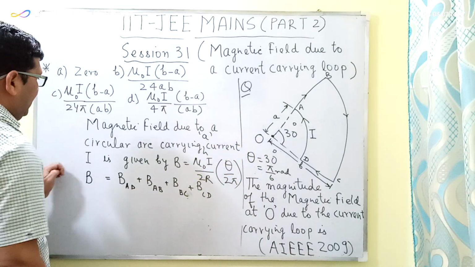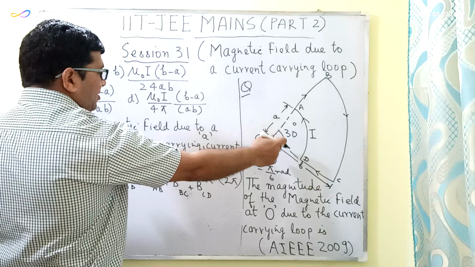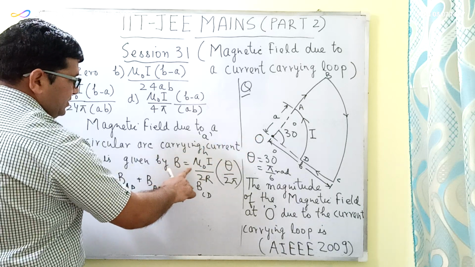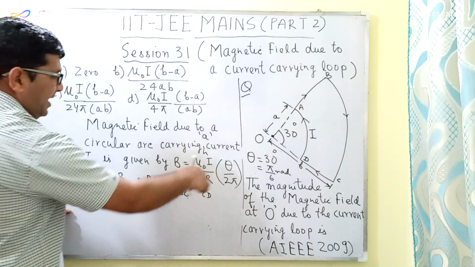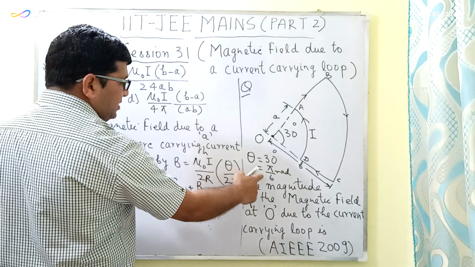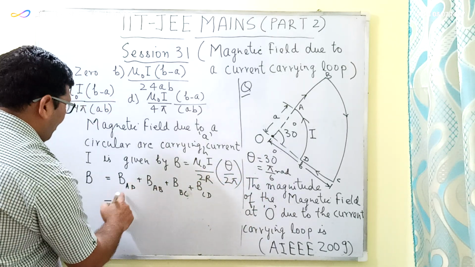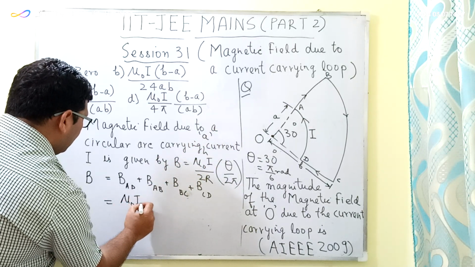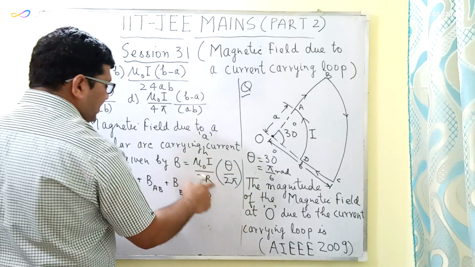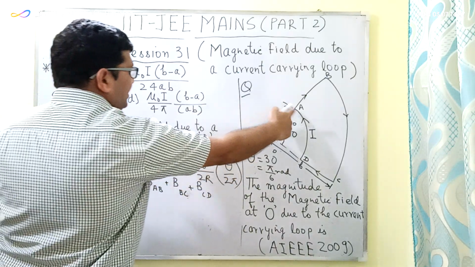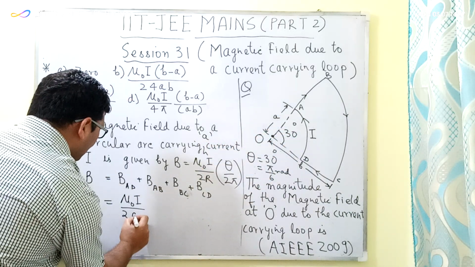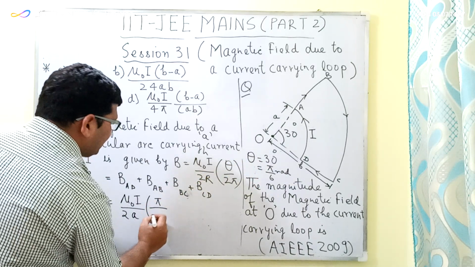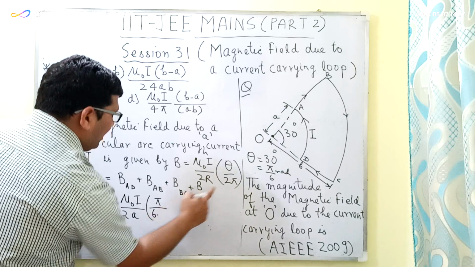Now the magnetic field due to a circular arc which is subtending an angle theta at the center and carrying a current I is given by mu naught I divided by 2r into theta upon 2 pi, where theta is in radians, which is equal to pi by 6. So the magnetic field due to this arc AD will be equal to mu naught I divided by 2, where r is the radius of the arc. In the case of arc AD, it will be equal to A, and now theta is equal to pi by 6. So I will put the value of theta as pi by 6, and this will be into 2 pi.